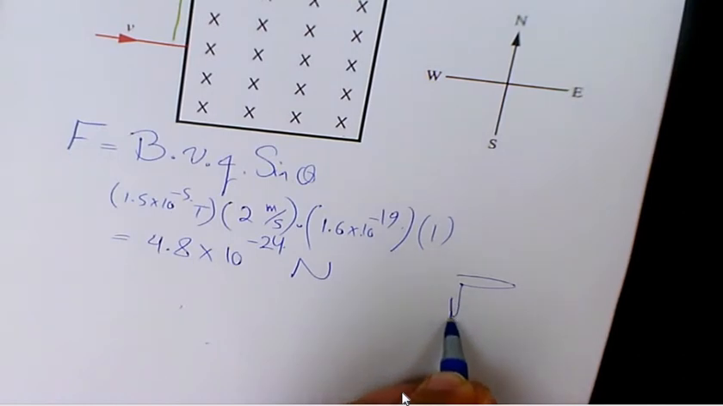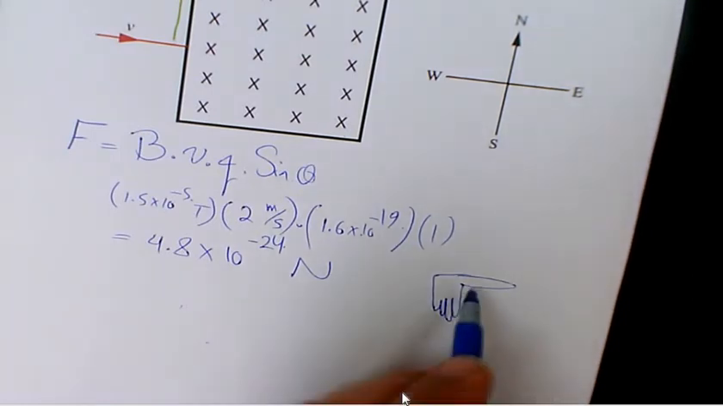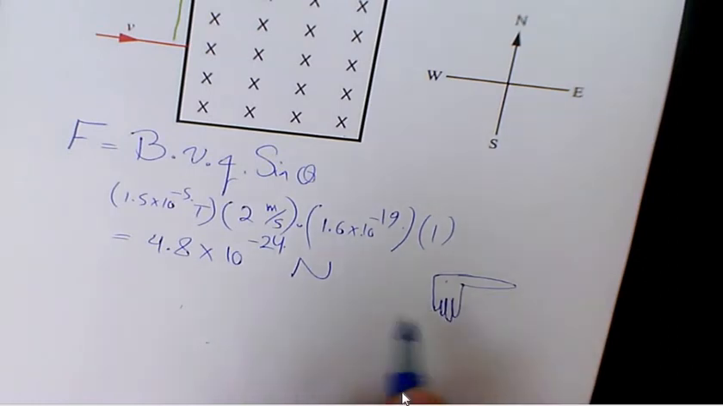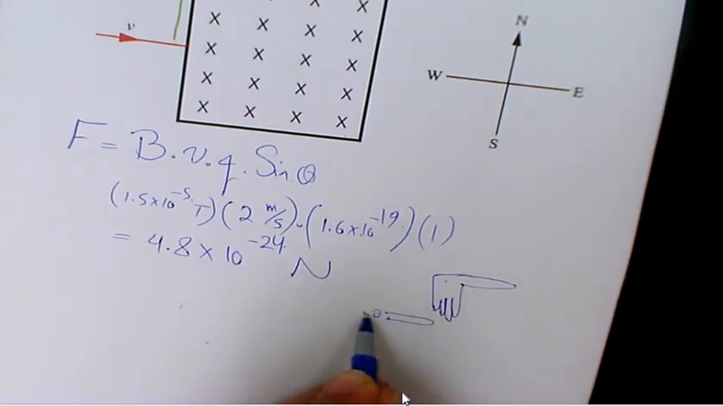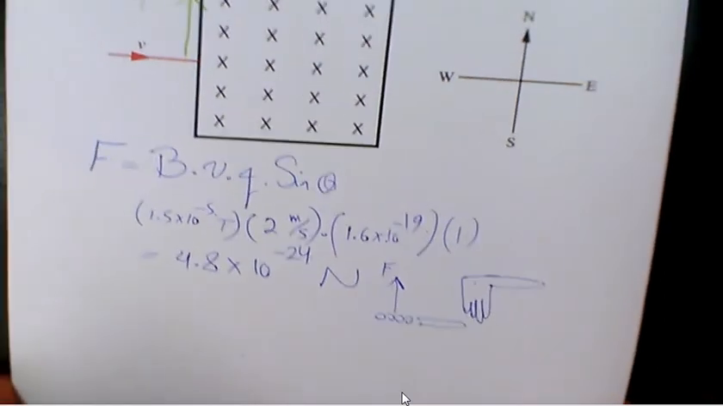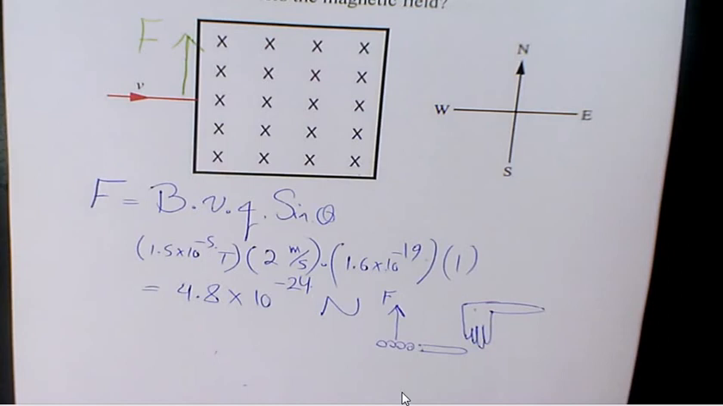Actually, I did it the other way around. Velocity is going this way, thumb, and four fingers into the page. So in that case, force is going to go up. My drawing is not really good. So force is going up if we are dealing with a positive charge.